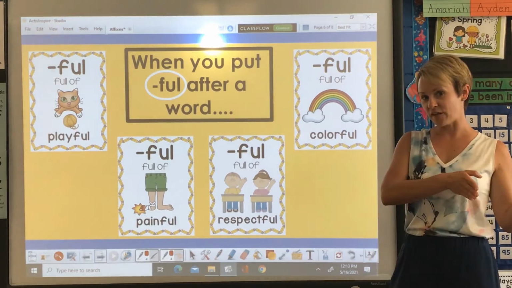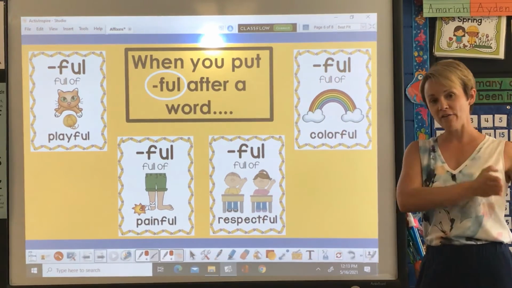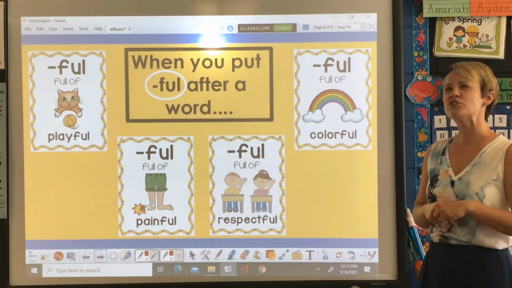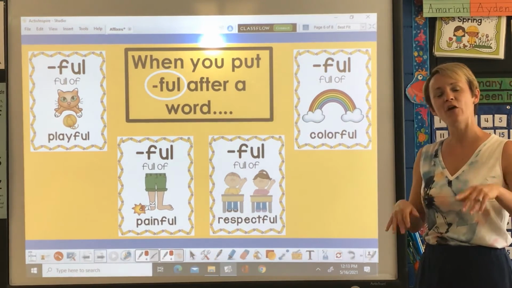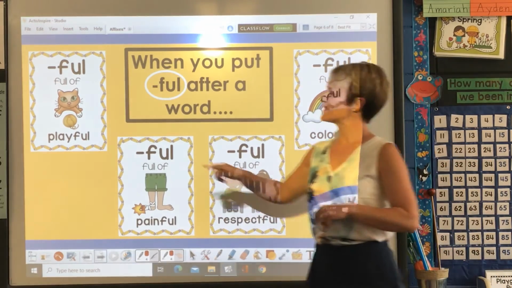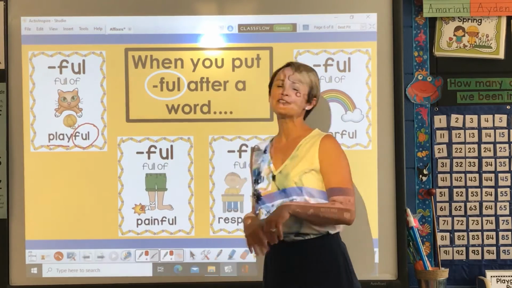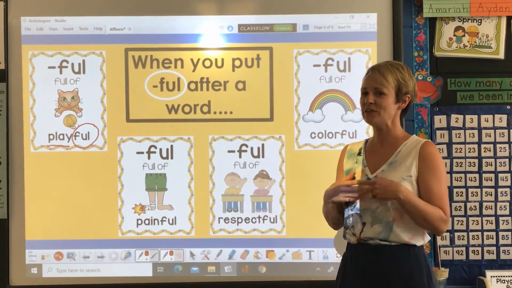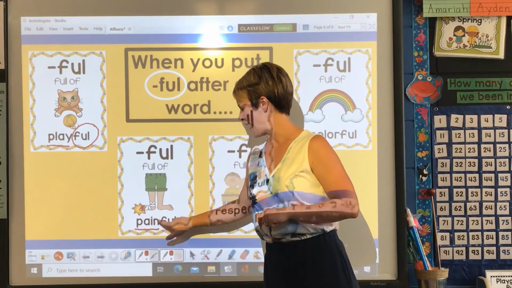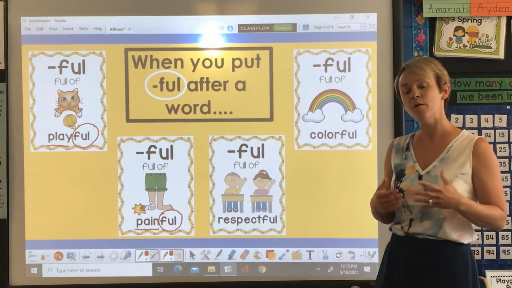Another suffix is ful. When you put ful, full, at the end of a word, it changes the meaning to mean full of that thing. This kitten is playful. She is full of play. She loves to do it. Ooh, that looks painful. His foot is full of pain.